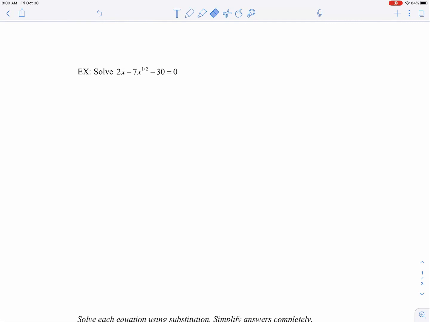Now this one's a little bit trickier because x here is to the first power. But what you must notice here is 1 is twice 1/2. So what we're going to do is rewrite this like this. 2x to the first minus 7x to the 1/2 minus 30 can be rewritten as 2 times x to the 1/2 squared, because 1/2 squared is going to give us the first power, minus 7x to the 1/2 to the first power minus 30 equals 0.